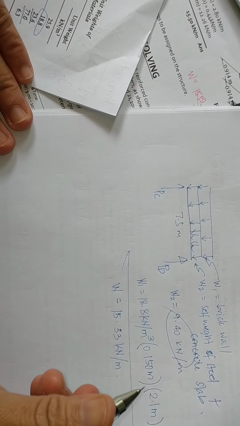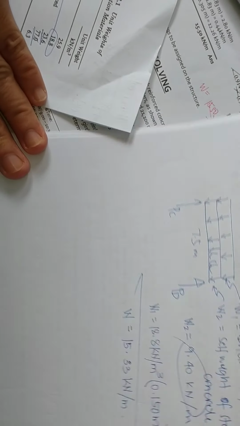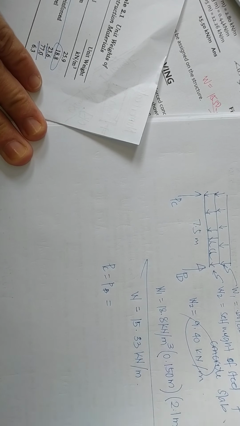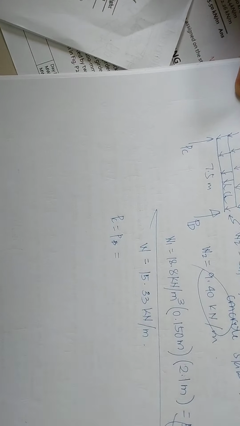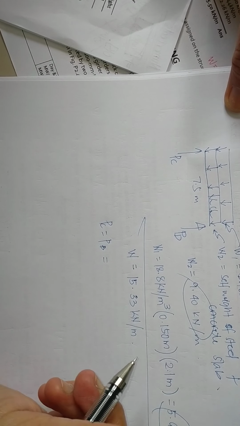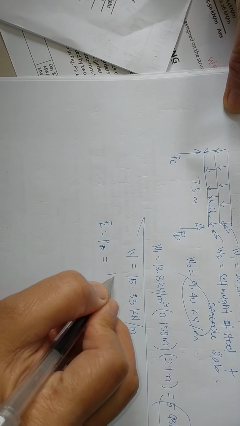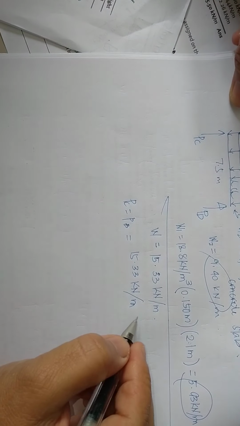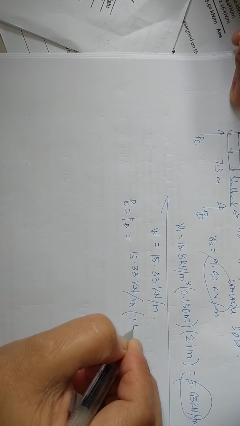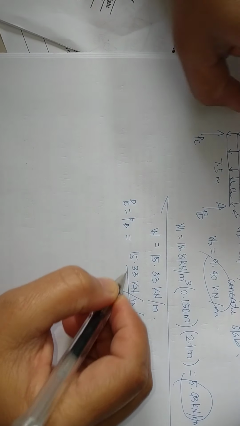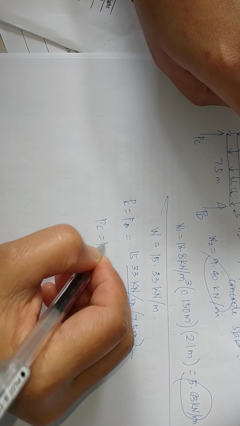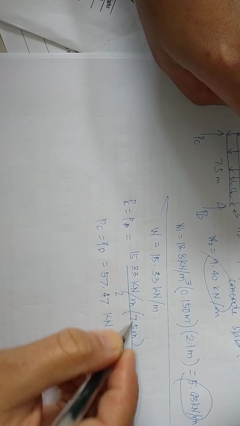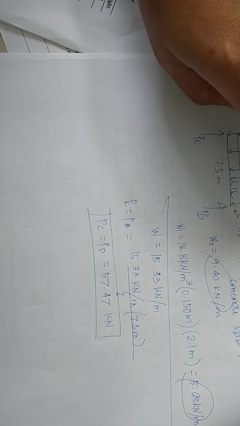Then the load PC equals PD, to get the supported reaction, is equal to 15.33 kilonewton per meter multiplied by length, which is 7.5 meter, over 2. That will give you PC equals PD, that is 57.47 kilonewton. So that's all.